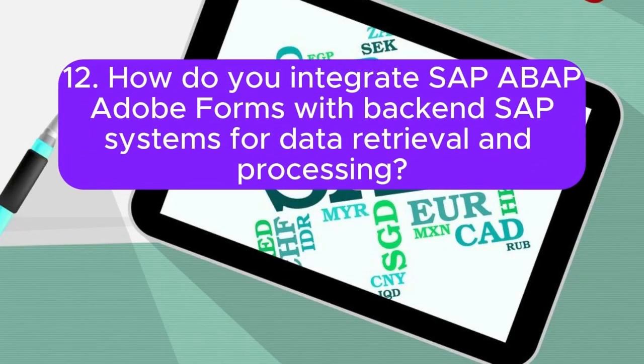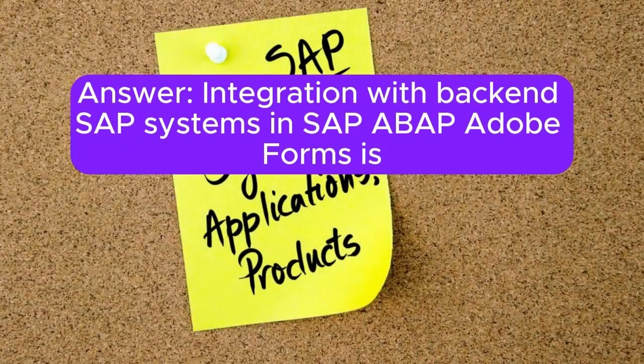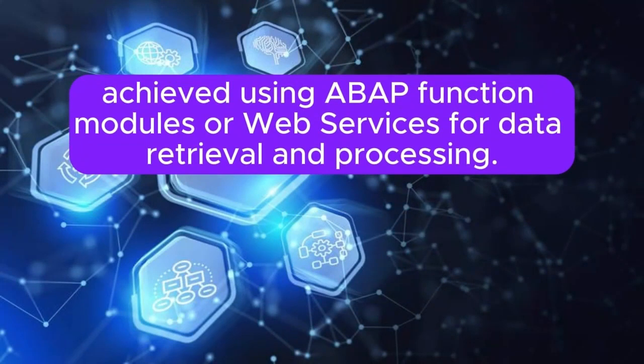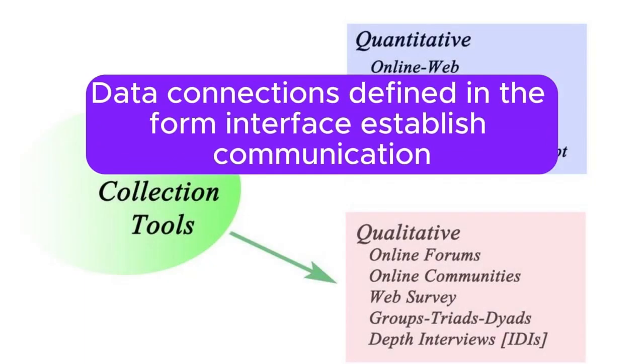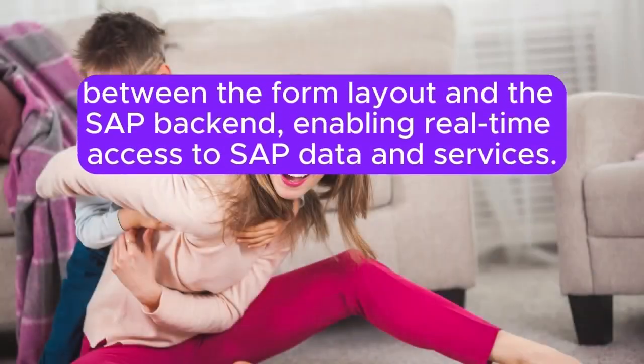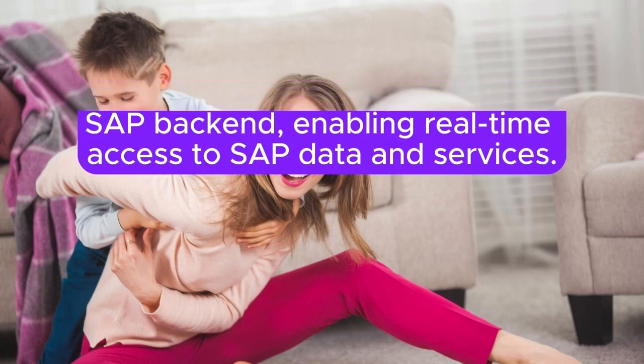12. How do you integrate SAP ABAP Adobe Forms with backend SAP systems for data retrieval and processing? Answer. Integration with backend SAP systems in SAP ABAP Adobe Forms is achieved using ABAP function modules or web services for data retrieval and processing. Data connections defined in the form interface establish communication between the form layout and the SAP backend, enabling real-time access to SAP data and services.